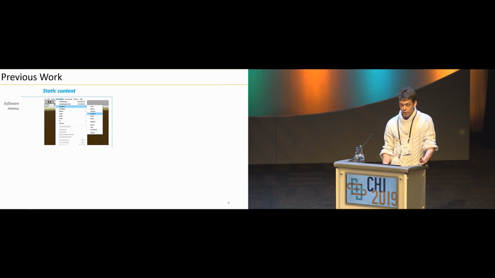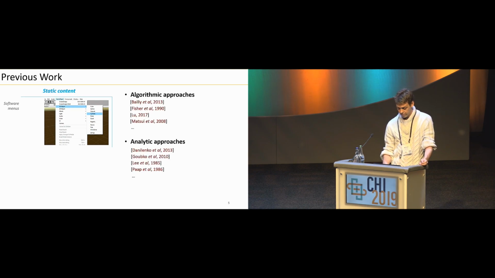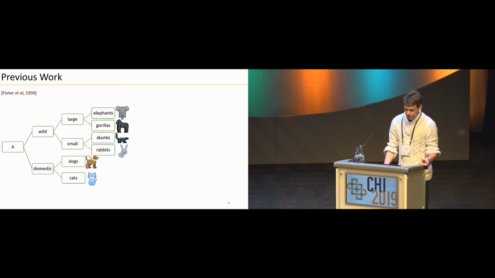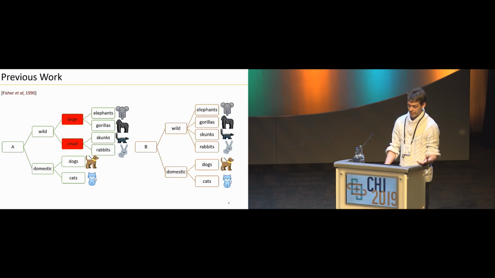So we build on previous work focusing on hierarchies, but with static content, and we can distinguish between algorithmic and analytic approaches. For algorithmic approaches, one example is this recursive methods. So designers can provide a hierarchy structure, and the system can then explore new structure by deleting sublevels, and the new hierarchies are then respecting the semantic constraints.